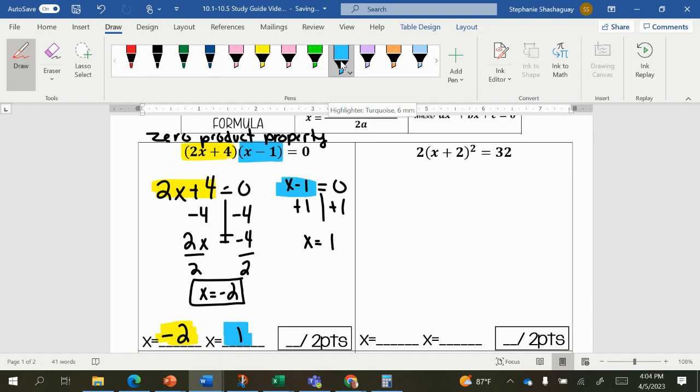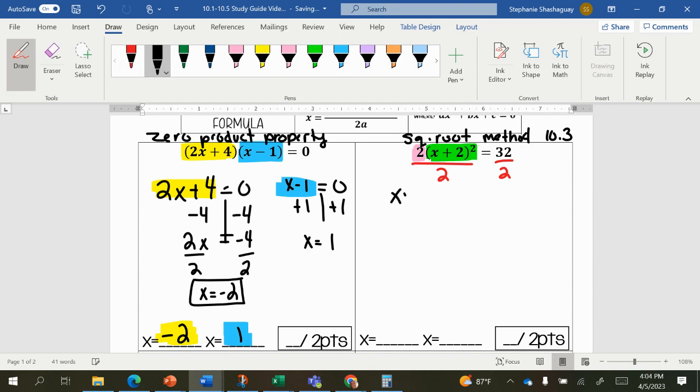All right. In this next example, this is something we need to solve by using the square root method. And the square root method is in 10.3 notes, in case you want to look back at them. What it states is that we have to isolate our squared term. Well, this x plus 2 squared is our squared term, so that means we need to get rid of this 2. So in order to get rid of that 2, we are going to divide both sides by 2 before we do anything else.